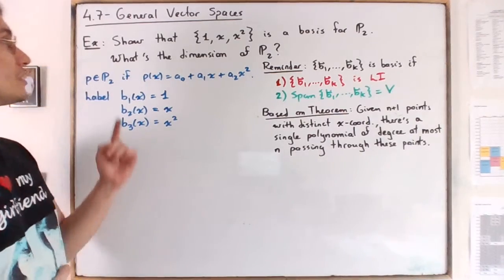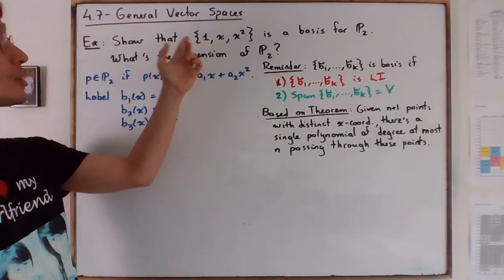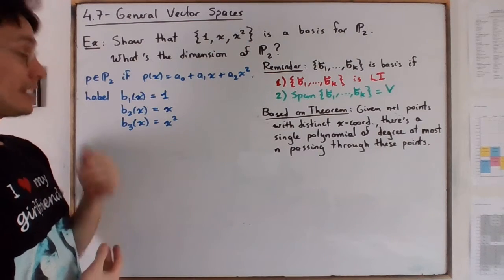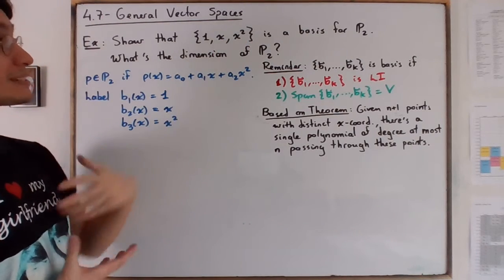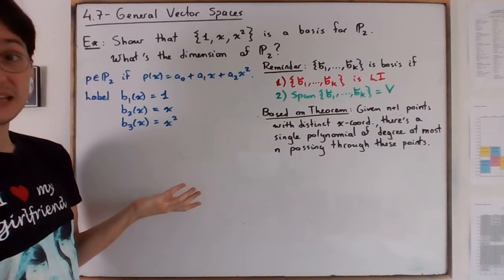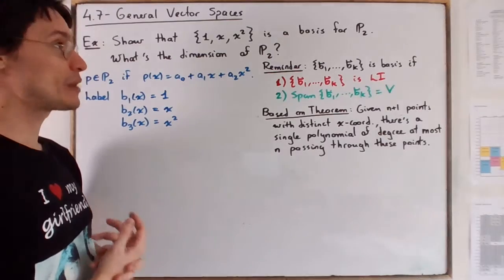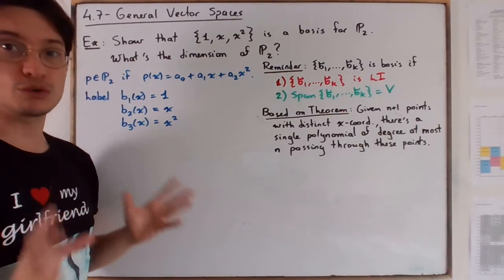Here in this video, we want to show that 1, x, x squared is a basis for P2. And from there, we're going to deduce what's the dimension of P2. We can answer immediately, of course, but we first want to prove that 1, x, x squared is a basis for P2. And what tools do we need?